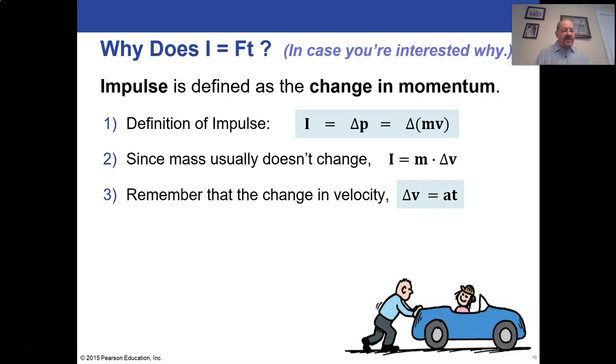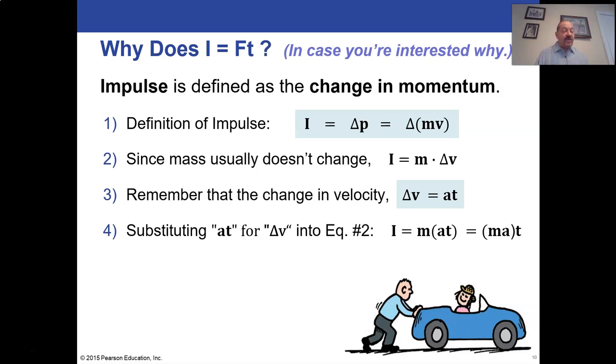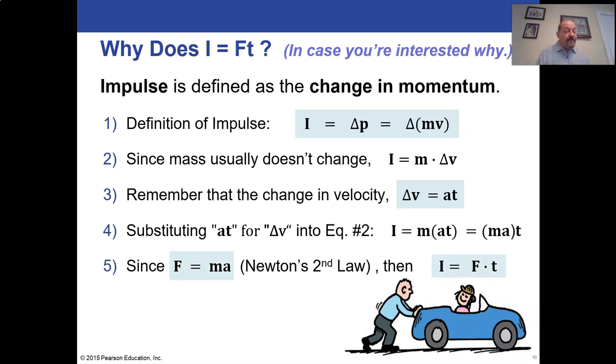Well, what is change in velocity? We learned earlier in the semester that the definition of acceleration is change in velocity over time. If we rearrange that, change in velocity is just acceleration times time. So if we substitute acceleration times time where it says delta v in that equation in number 2, we get an equation that looks like impulse equals mass times acceleration times time. But remember, mass times acceleration, we already learned from Newton's second law, is just force. And now we're left with a simple formula that impulse is just the force that we impart, mass times acceleration, times how much time we impart it.